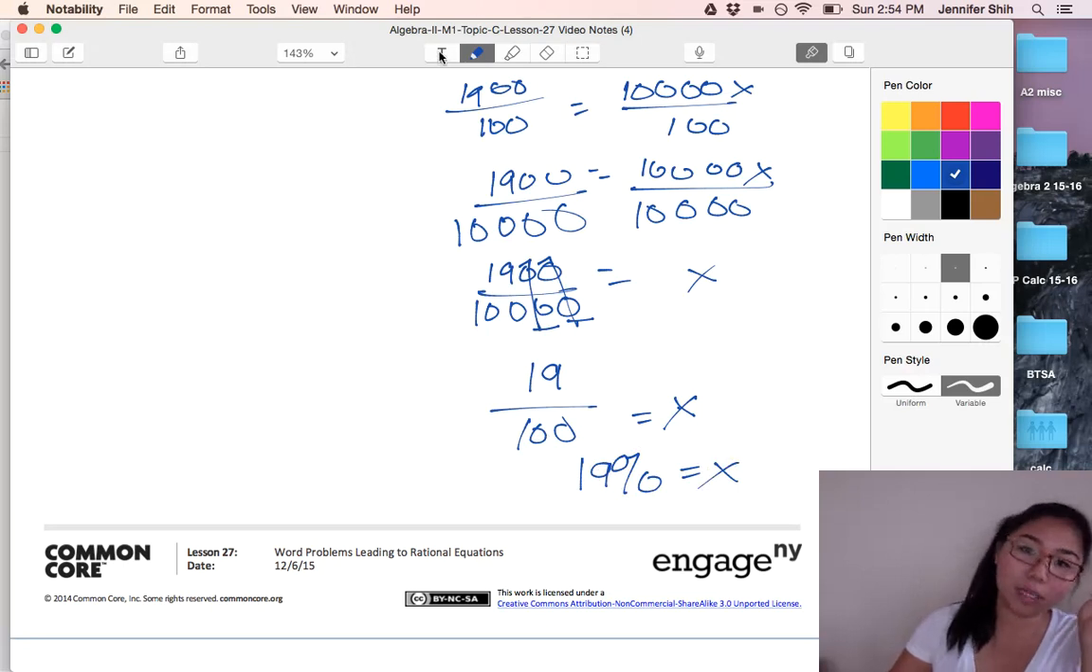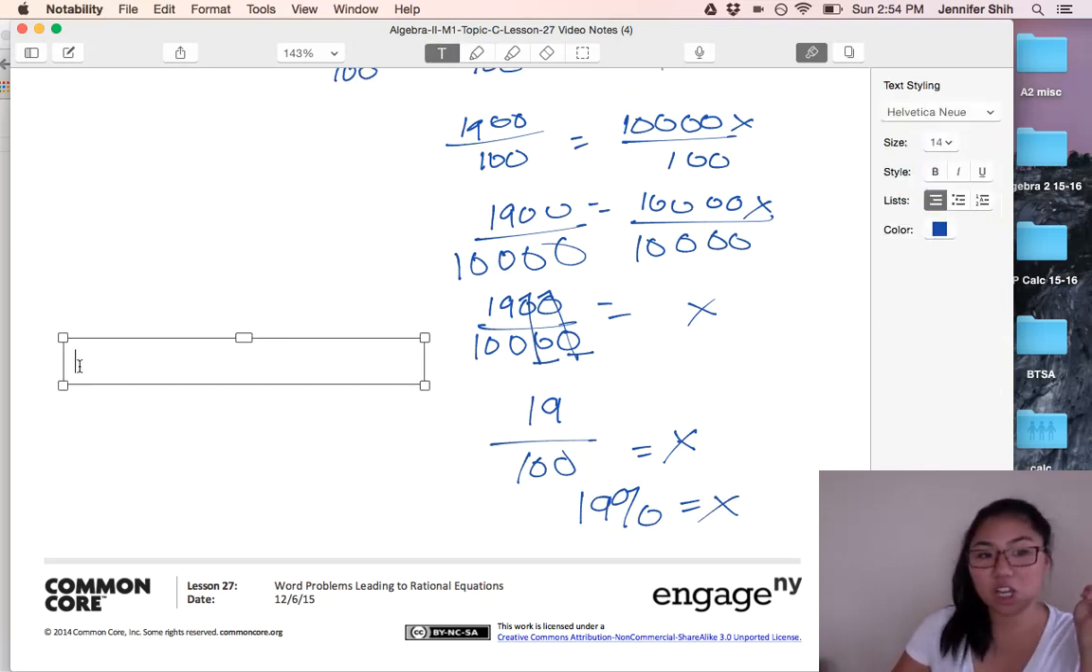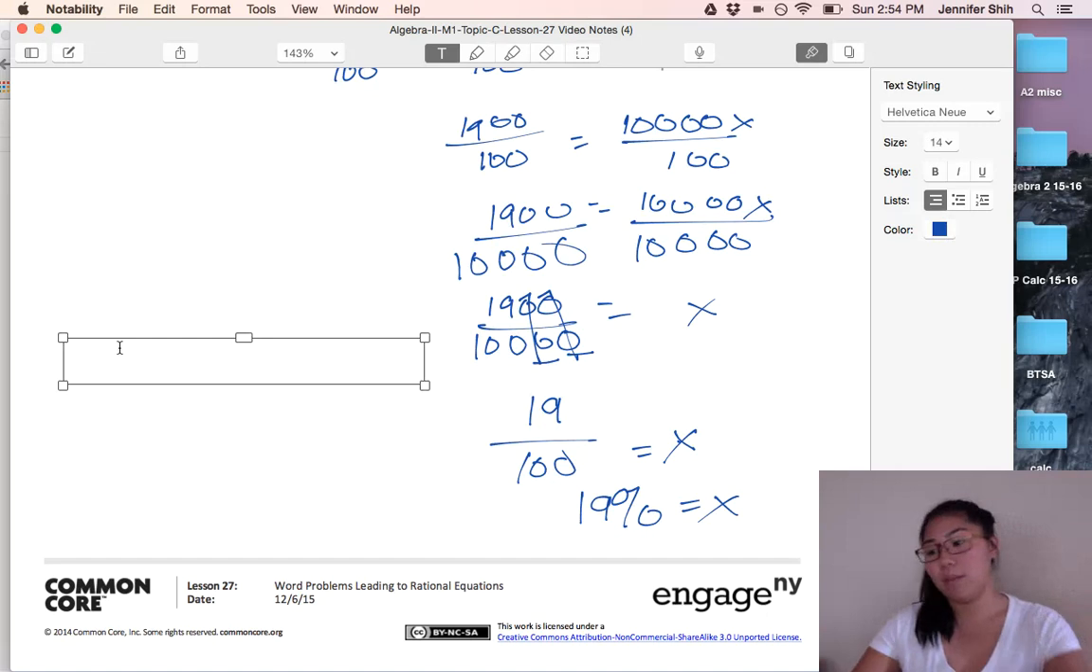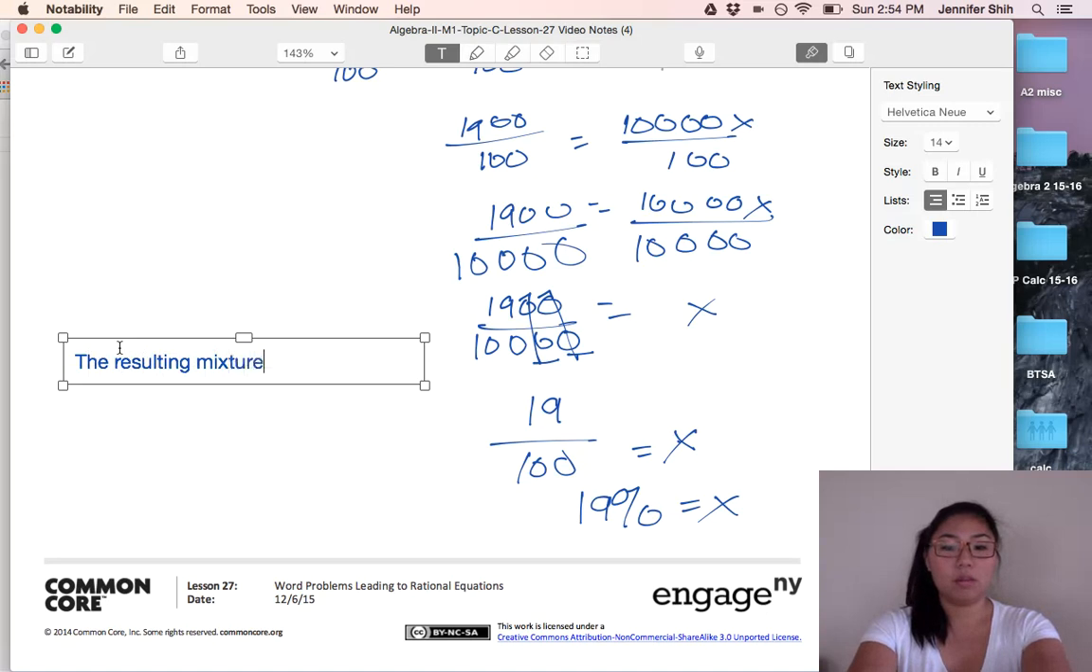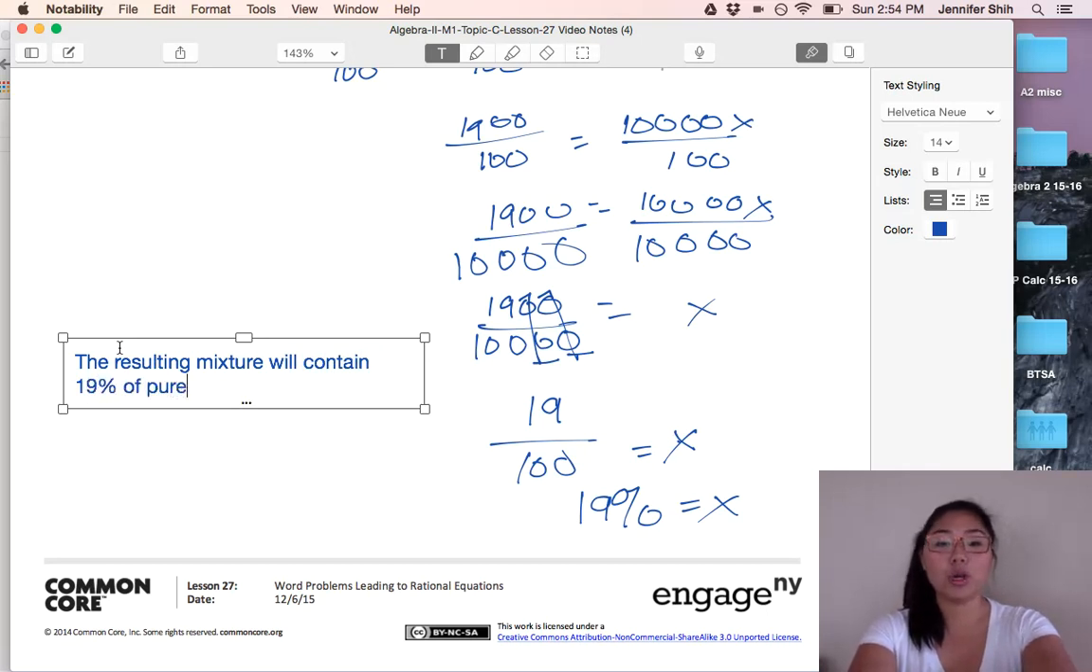But this would not be complete without giving me context to your problem. What does this 19% mean? And this means the resulting mixture will contain 19% of pure apple juice.